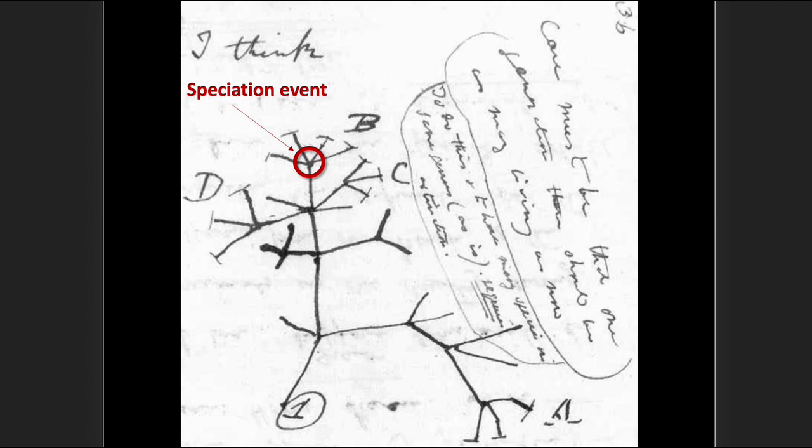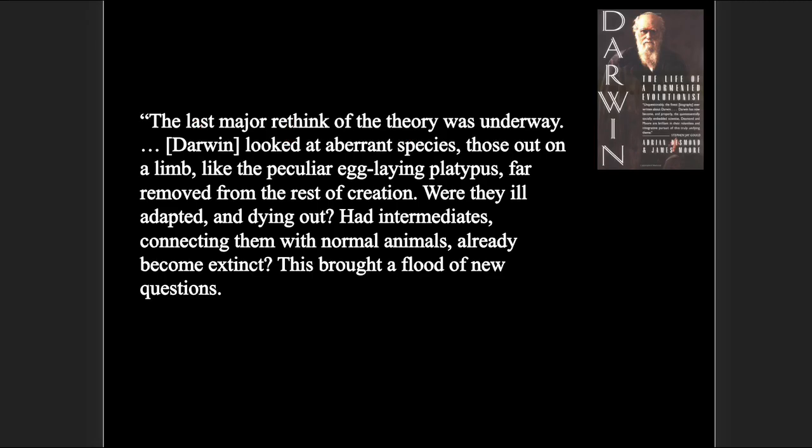So Darwin was grappling with that in the early 1850s. Here's how Desmond and Moore describe it. The last major rethink of the theory was underway. Darwin looked at aberrant species, those out on a limb like the peculiar egg-laying platypus, far removed from the rest of creation. Were they ill-adapted and dying out? Had intermediates connecting them with normal animals already become extinct? This brought a flood of new questions.